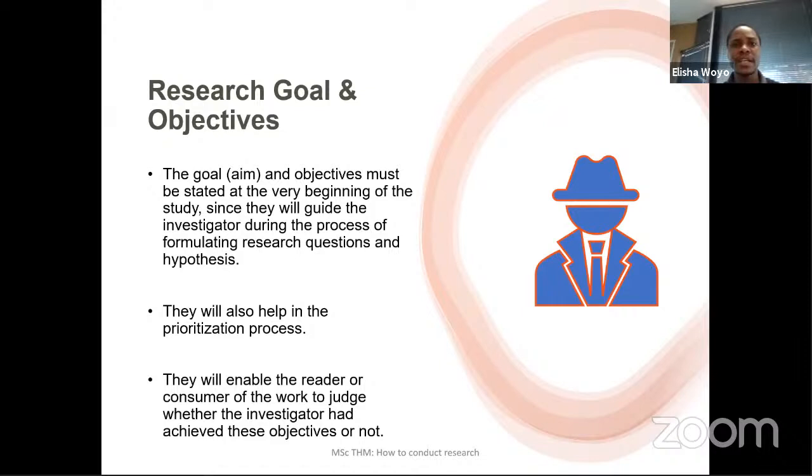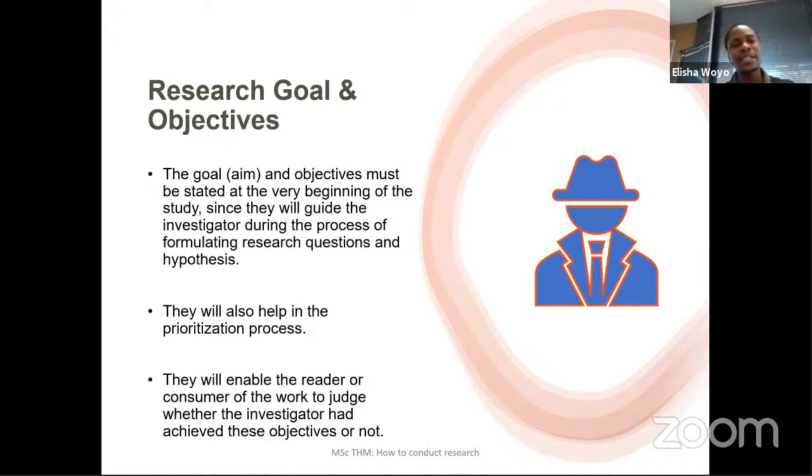So these two aspects help you as a researcher during the process of formulating your research questions and formulating the hypotheses. They help the reader of the work to judge whether the researcher actually achieved these objectives or not. And this is one of the reasons why, when you are writing your conclusions of the study, when the dissertation is done, you need to conclude based on objectives. Based on what you find, what is the conclusion for each objective or for each research question that you have posed? So you don't just write conclusions without structure.